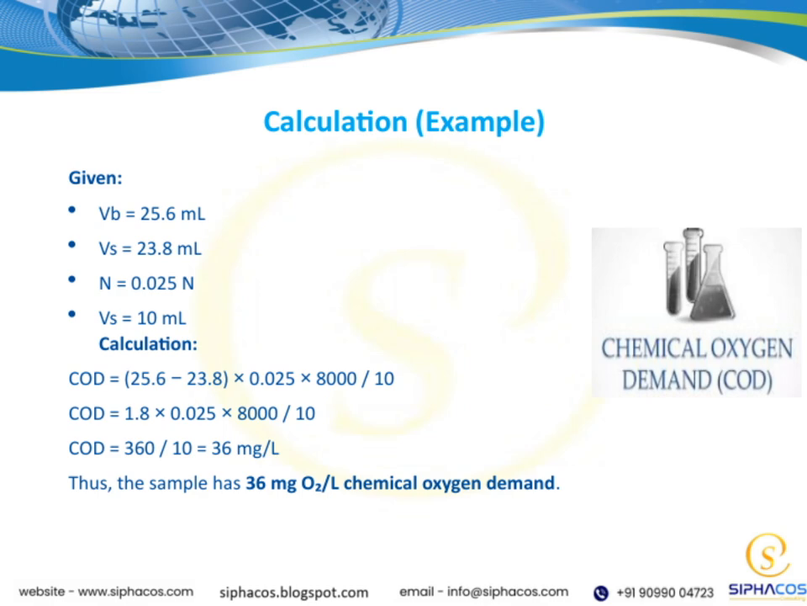Finally, we divide the whole product by the volume of the sample, which is 10 ml in this case. Putting it all together, the calculation looks like this: 1.8 times 0.025 times 8,000 divided by 10. Doing the math, that results in 360 divided by 10, which equals 36 mg per liter. So, the chemical oxygen demand of this sample is 36 mg O2 per liter.